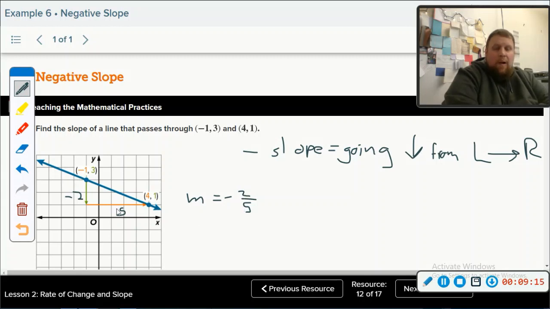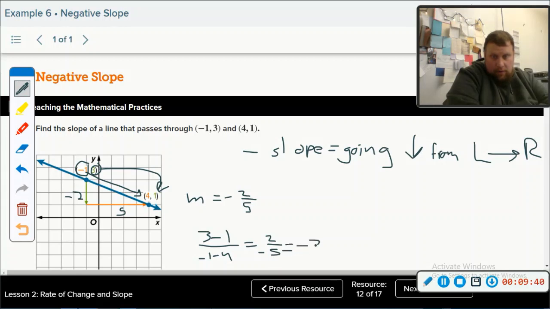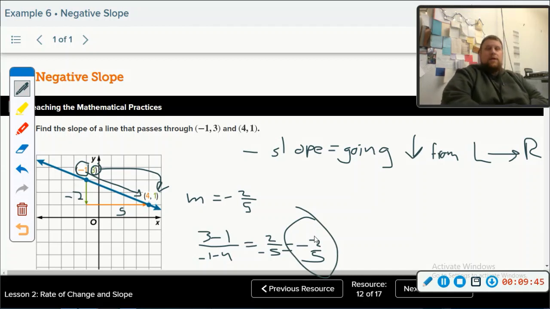Okay. I could also do this using the formula. I would just simply have 3 minus 1 all over negative 1 minus 4, which is 2 over negative 5, or negative 2/5. Yeah, negative slope. Write it down, pause if you need to. Let's go.